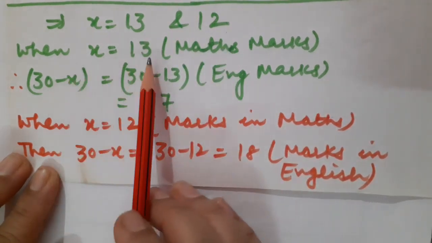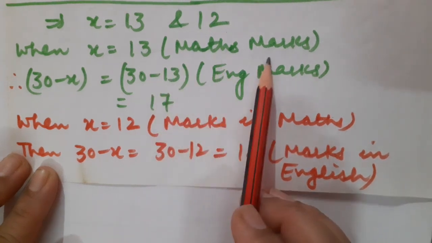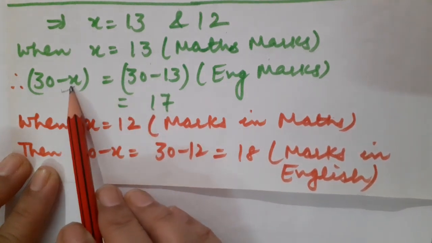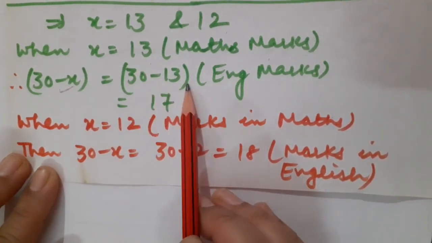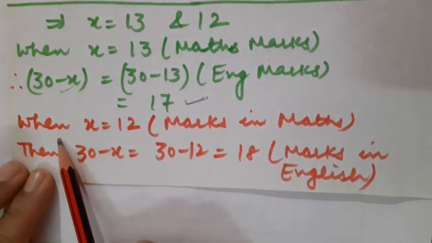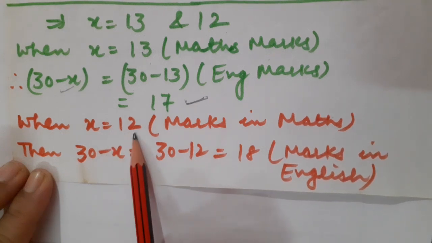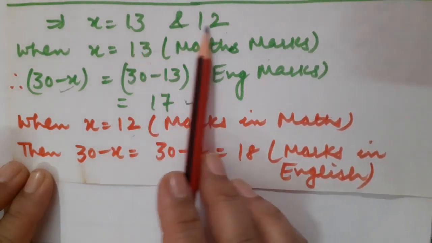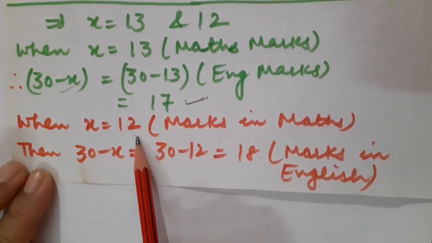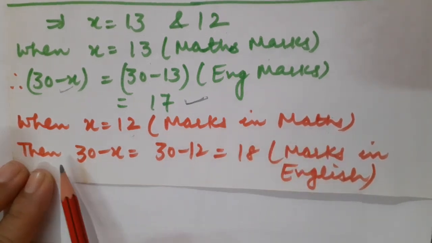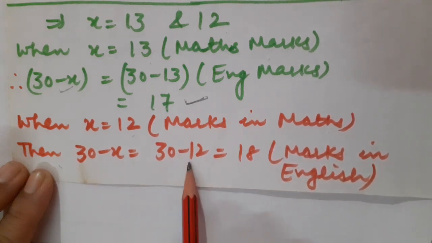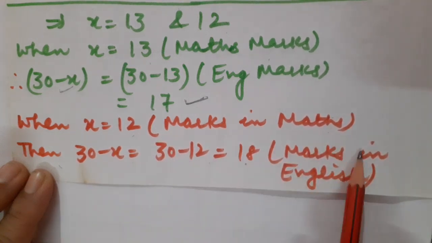Let us check. Basically x was considered as the mathematics marks of the child. Fine. So when x is equal to 13, then English marks would be 30 minus x, that is 30 minus 13. How many marks will the child get? That is 17. Fine. Now if the child has got x is equal to 12, because here you cannot reject either of the two values. So if I take x is equal to 12 as marks in mathematics, then I have to calculate the marks in English as well. That would be 30 minus x, that is 30 minus 12, that is 18 marks in English.